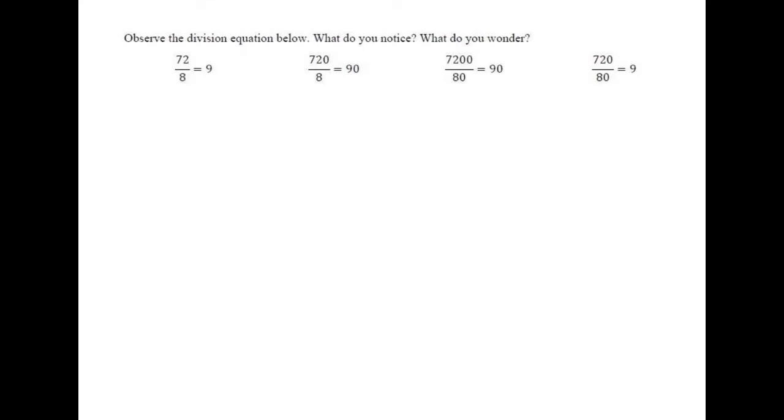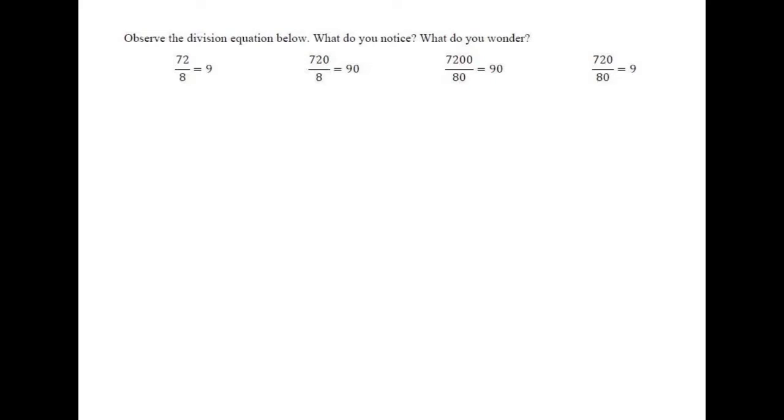Alright, looking at the division equations below, what do we notice? What do we wonder? Okay, I'm noticing that all of them have 72, 8, and 9. This is one of those fact families that we talked about before. 72 divided by 8 is 9, 72 divided by 8 is 9, and 72 divided by 8 is 9. We just have some zeros, right?